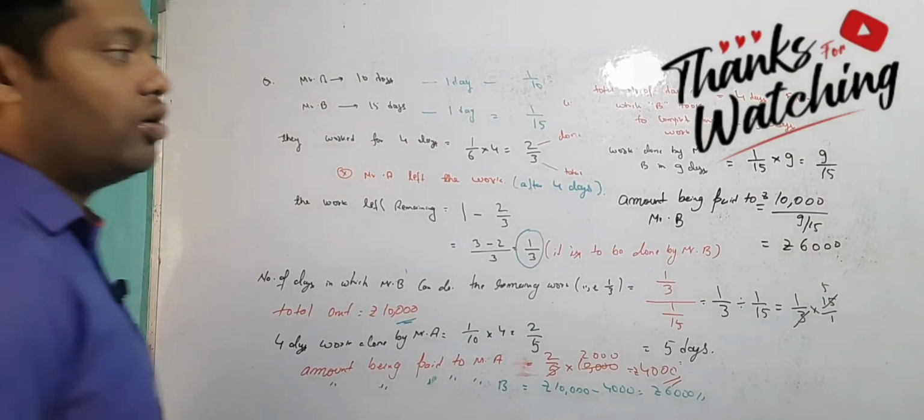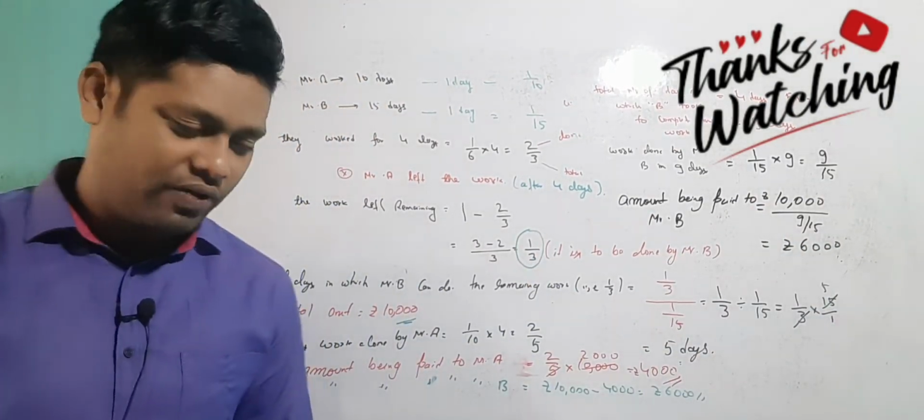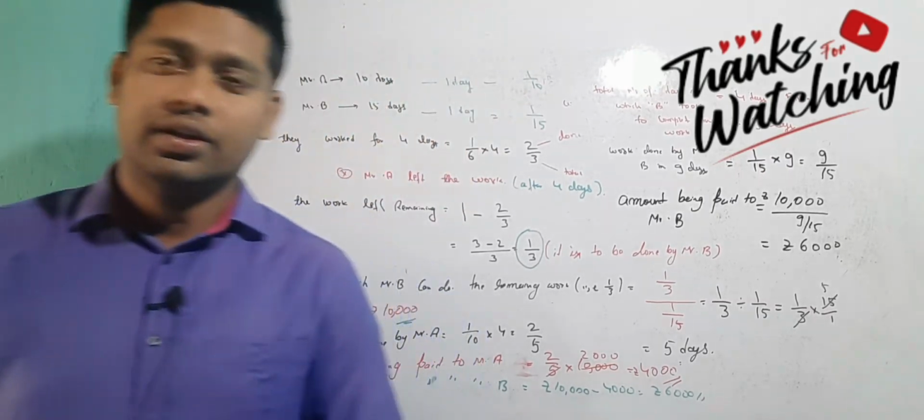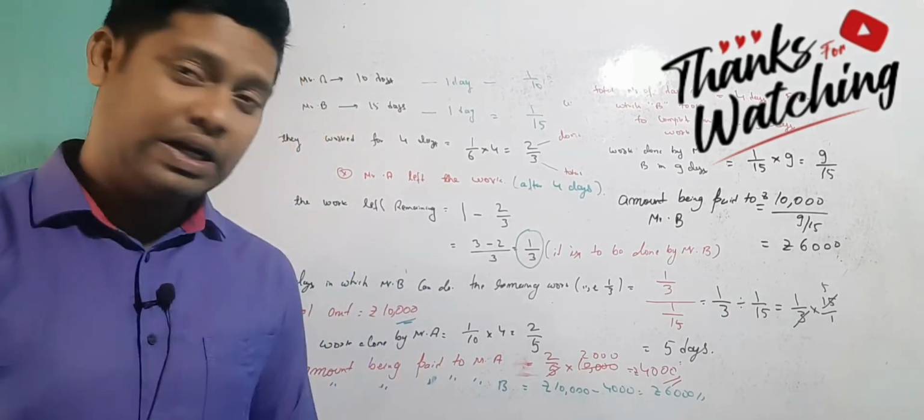Same thing: for A, it is the total minus 6,000. So these are the two ways you can find out the answer. Okay, now my work is done. Now it's your part. Everything I've explained clearly.